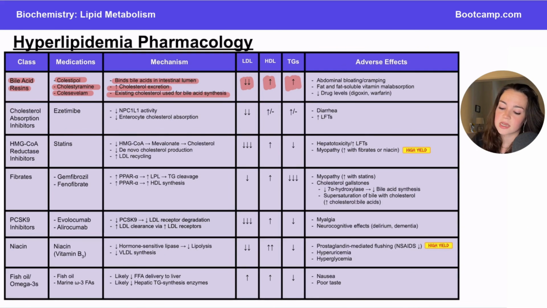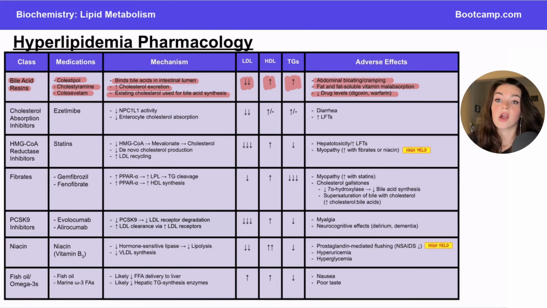From an adverse effects standpoint, what you're thinking about here is abdominal bloating and cramping, right? GI upset symptoms, and that's due to fat and fat-soluble vitamin malabsorption. The other thing to look out for is that bile acid resins can decrease serum drug levels of things like digoxin and warfarin, right? We're interfering with the absorption of drugs and enterohepatic recycling of these drugs. So you have to be careful when you're using these because patients who are taking these drugs, their doses might become subtherapeutic.